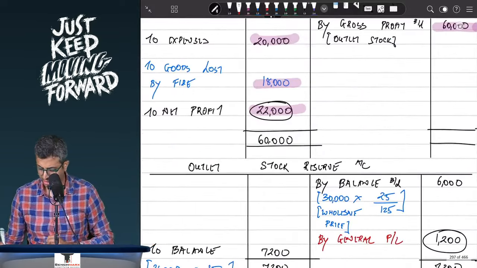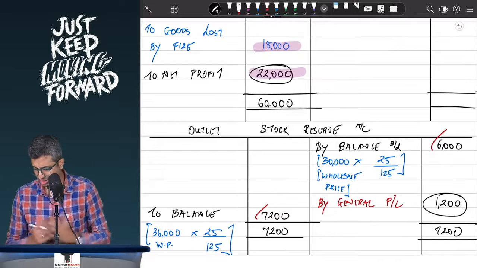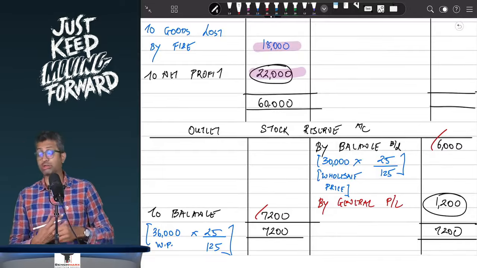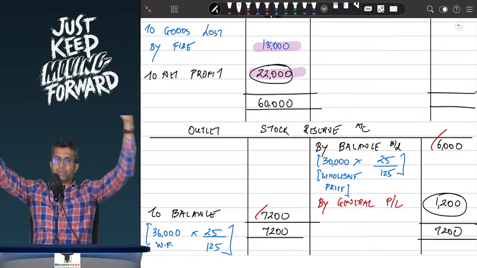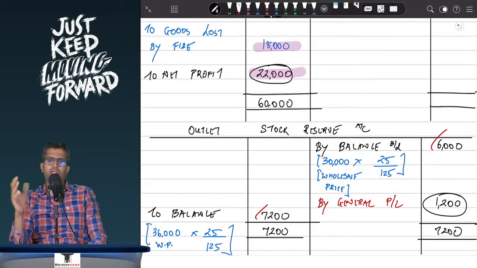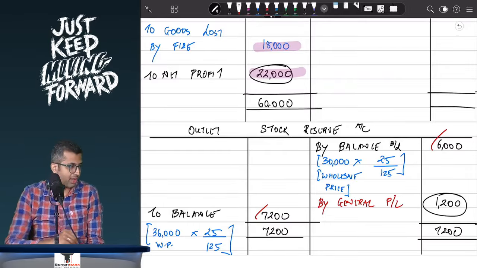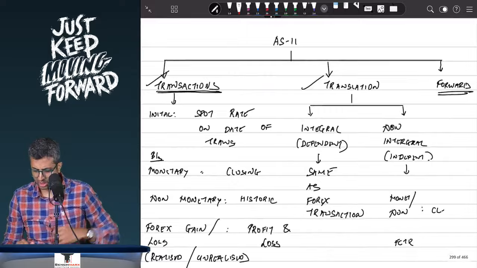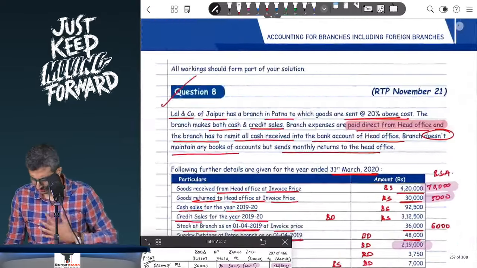You can touch upon that. 7,200 at the end, 6,000 at the beginning, and hence in the general P&L, not in the branch P&L. Remember, this will impact the company as a whole. So in the general P&L, there will be a stock reserve adjustment. In the branch P&L, this will not have any impact. So over here, this takes care of question number 10.